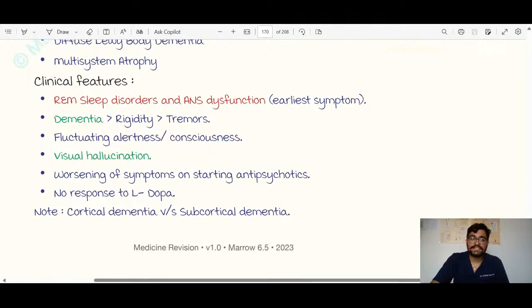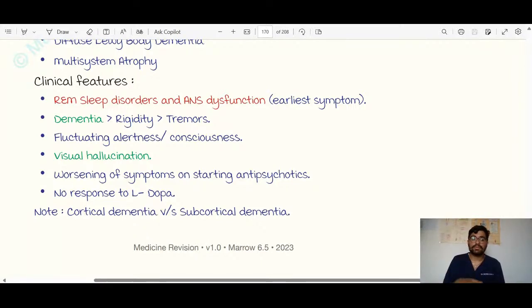What are the clinical features? REM sleep, rapid eye movement sleep disorder, will take place. Autonomic nervous system dysfunction will occur. So the earliest symptoms are REM sleep disorder and ANS dysfunction. Dementia is then more than rigidity, which is more than tremor. Tremor will take place.